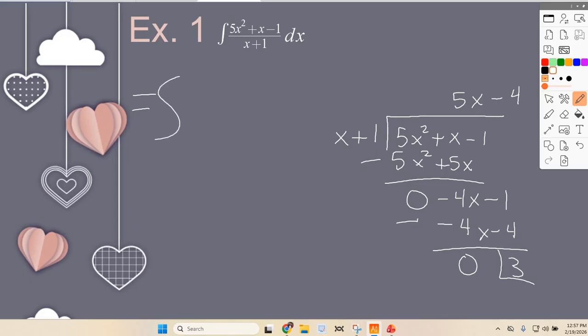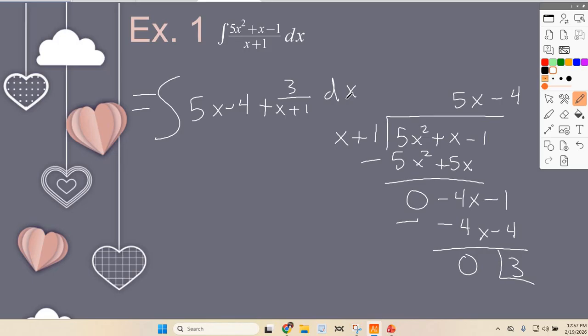So now, my 5x minus 4 comes first. And I have a plus 3 over my original divisor. Which now is much easier to integrate. So what can I do on the first two?